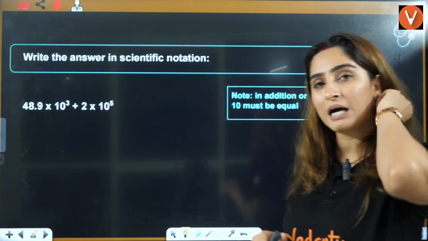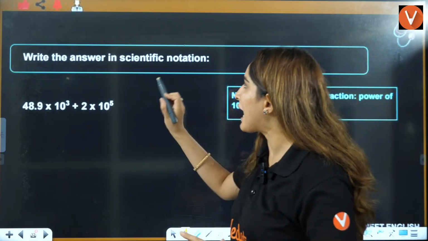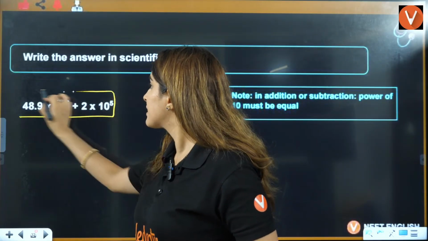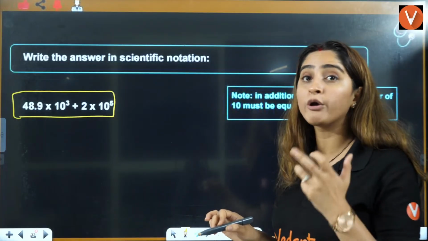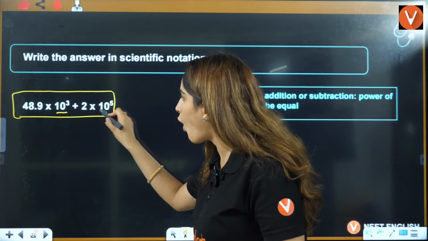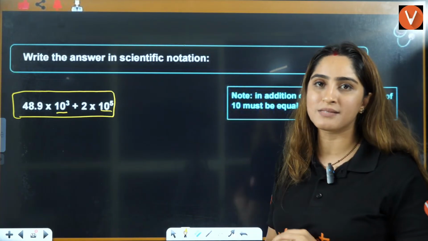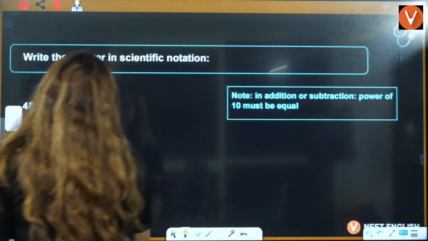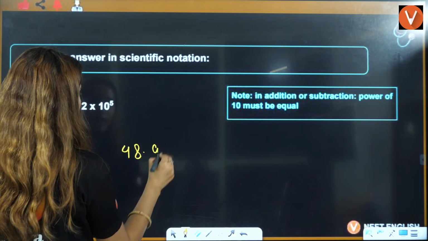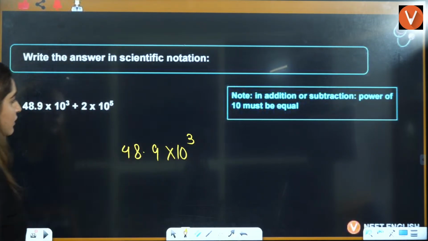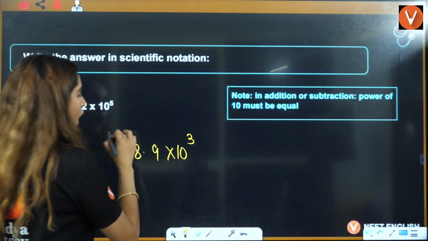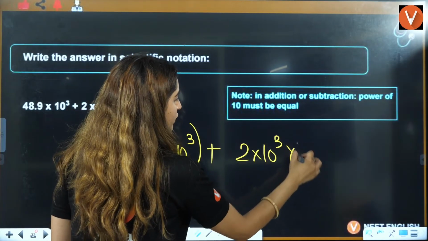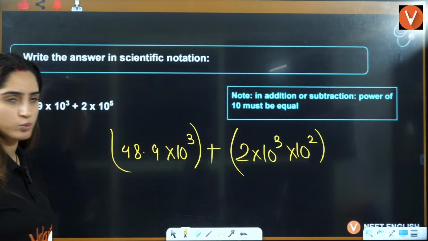Now we will talk about addition and subtraction, okay? So write the answer in the scientific notation. For example, in some calculation, you have something like this, right? Now, how do you add this? For addition, always the power of 10 should be the same. This is 10 raised to power 3, this is 10 raised to power 5. So you have to make it the same. So this will be 48.9 into 10 raised to power 3. Make this also 10 raised to power 3. How can you make it? This will be plus 2 into 10 raised to power 3, 2 into, this is 10 raised to power 2.